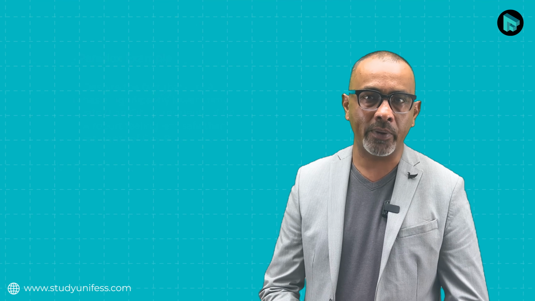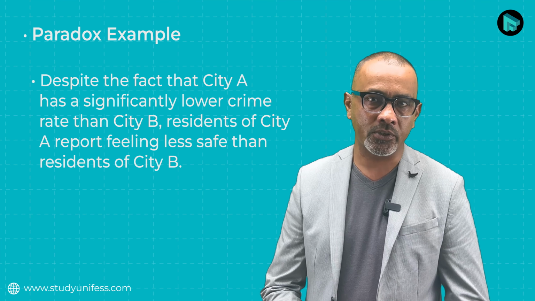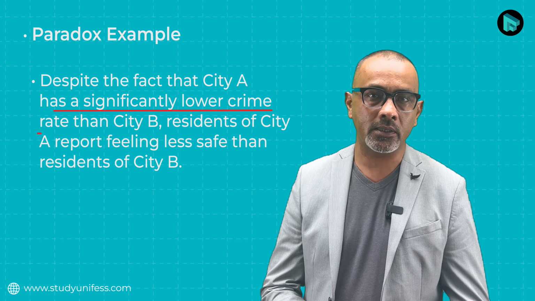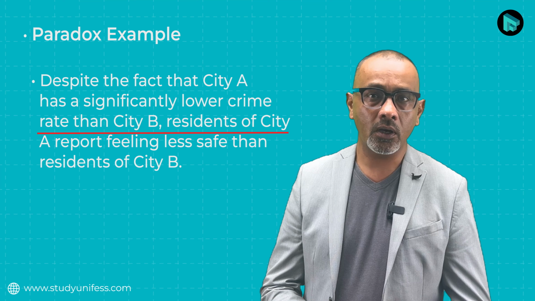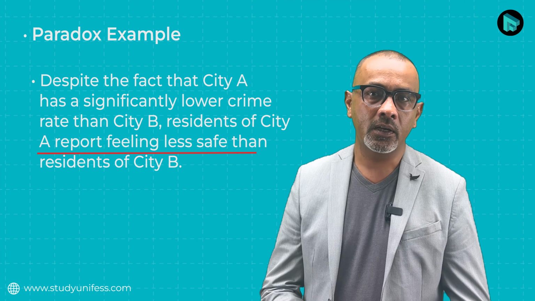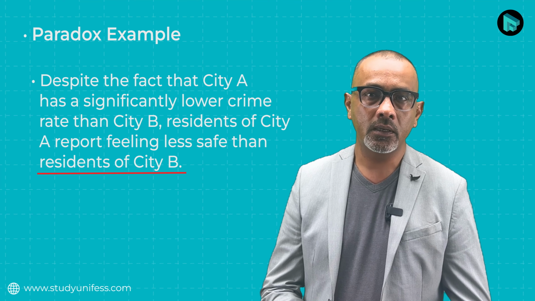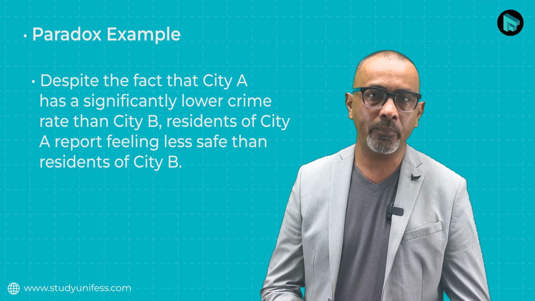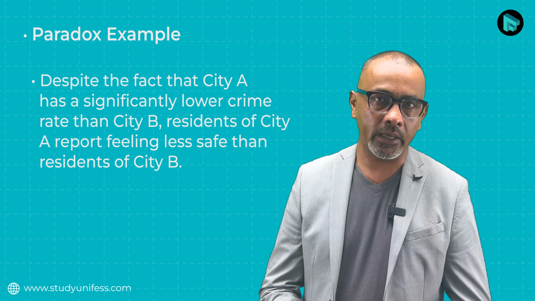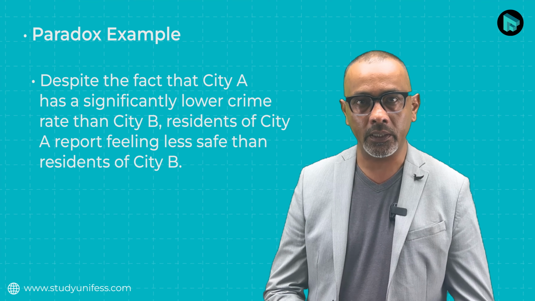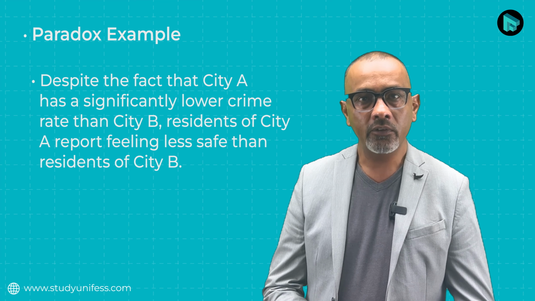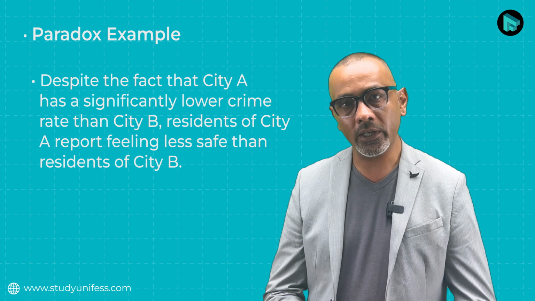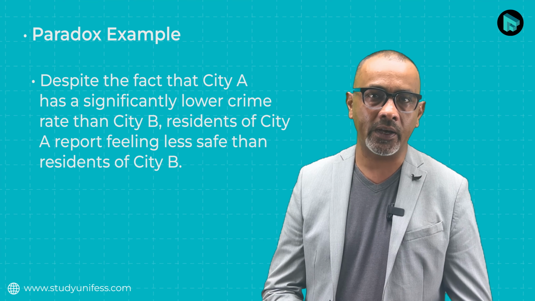Let's see an example of a paradox. Let's read this example together. Despite the fact that City A has a significantly lower crime rate than City B, residents of City A report feeling less safe than residents of City B. This is the contradiction and irony that always occurs in GRE and GMAT paradox questions. City A has a lower crime rate than City B, but the residents of City A feel more unsafe. There is an unexpected outcome here because you would expect the residents of City A to feel safer.